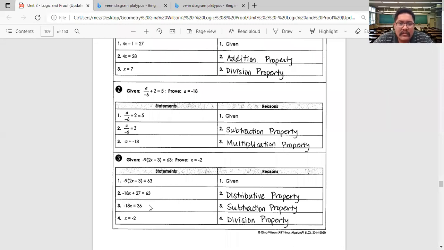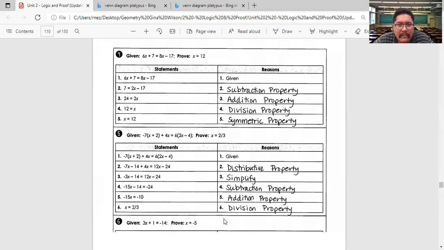So one thing you could do, and I think this will be on the next one here, is to just look at what you think you would do next, right? You would divide both sides by negative 18. So that's what's going on here. We divided both sides by negative 18, and that's how we got negative 2.